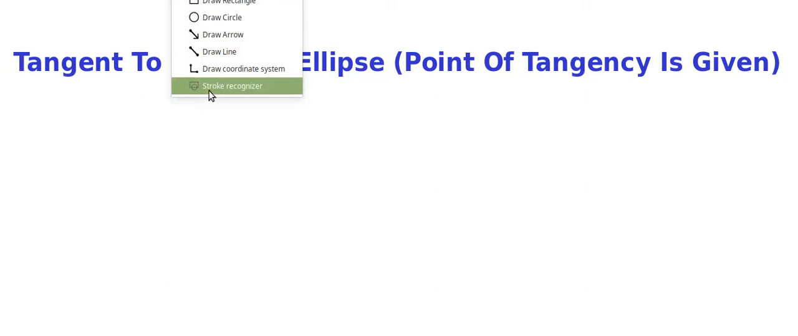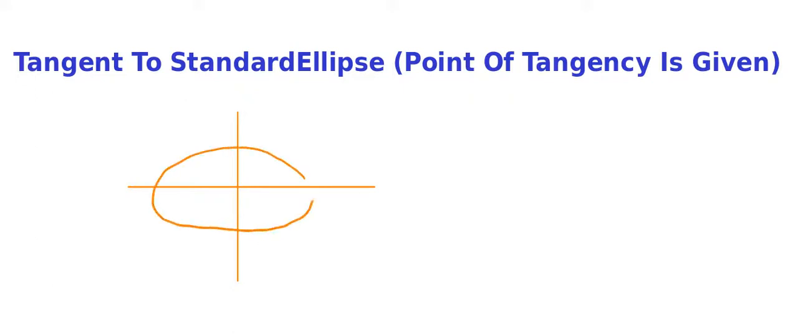In this video, we are going to derive the equation of tangent to the standard ellipse. And remember, the point of tangency will be given in the question. I hope you remember the standard ellipse. Standard ellipse means the ellipse which has the major axis as the x-axis and the center at the origin. It looks like this.